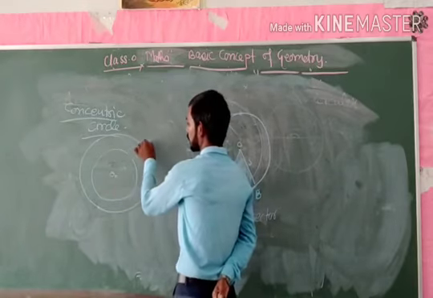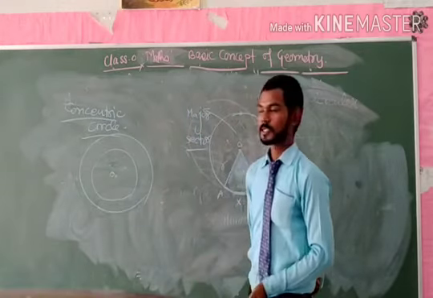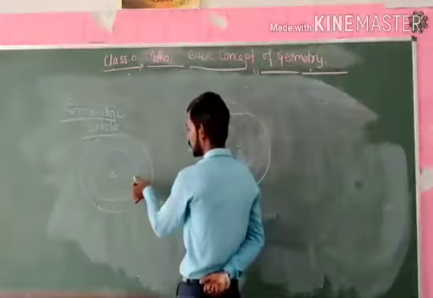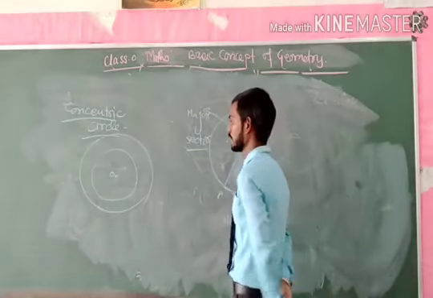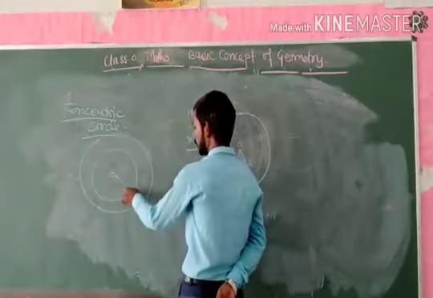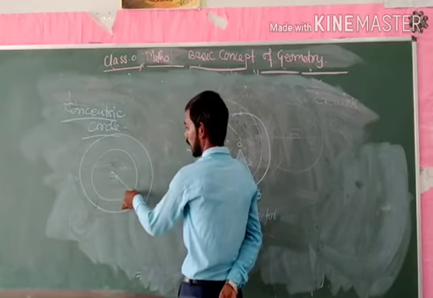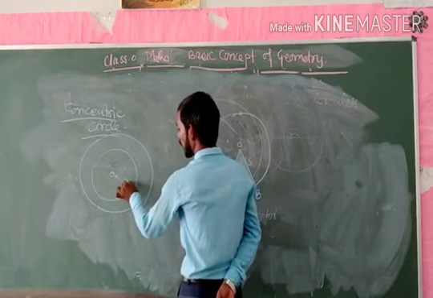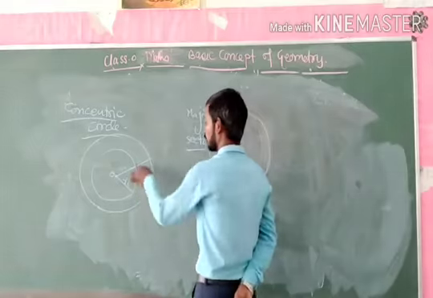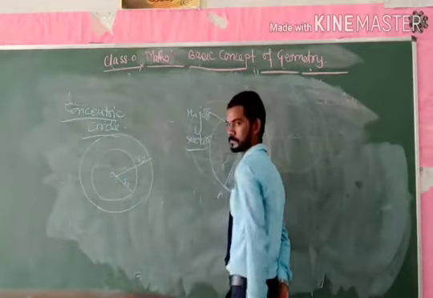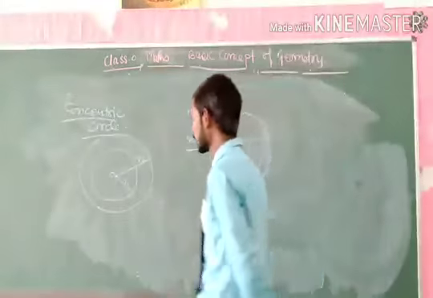So we can say that these two circles are known as concentric circles, because for both circles the center O is the same and their radii will be of different lengths. Here if the radius of the smaller circle is R1, then the radius of the larger circle will be R2. So I hope the concentric circle is clear to everybody.